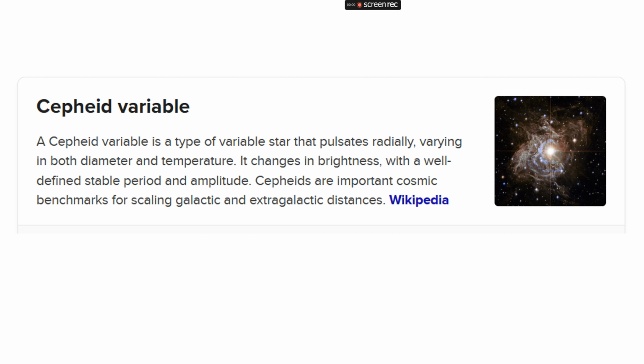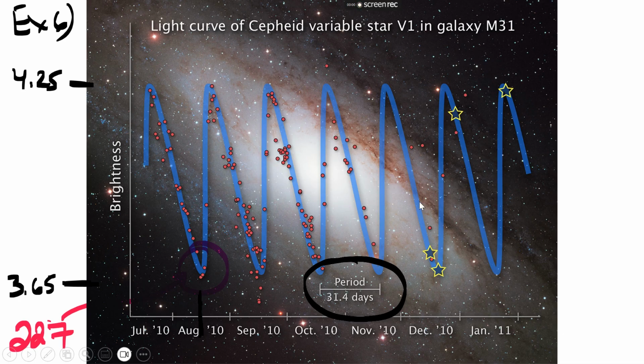So then I went and got a graph of one. That was kind of cool. So here's a graph of one. So this is exercise number 6. You can kind of sort of put things in. So this is a Cepheid variable star called V1. And it is in the galaxy M31. Did you guys know we have a galaxy called M31? It's almost like a little small license plate number, right? Yeah, galaxy M31.